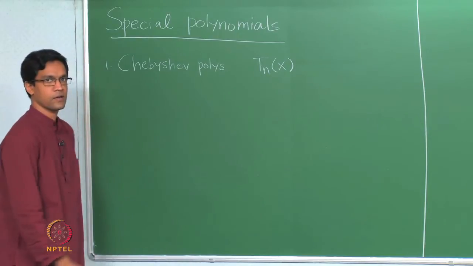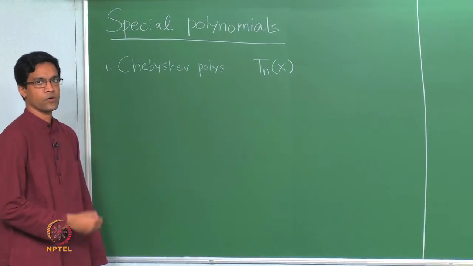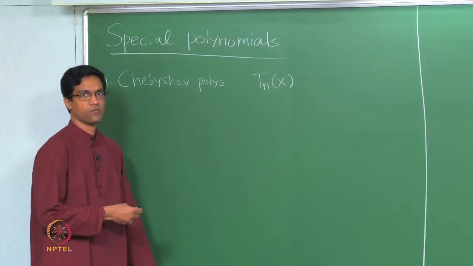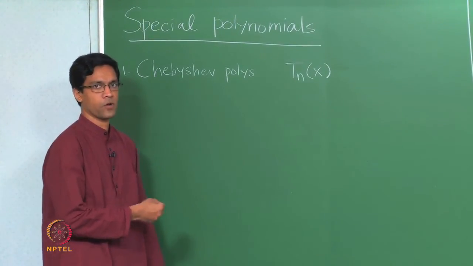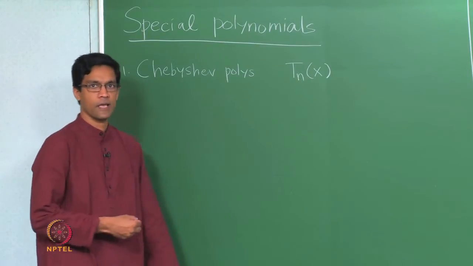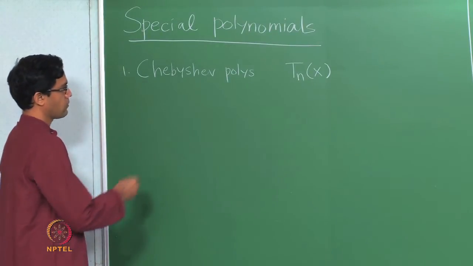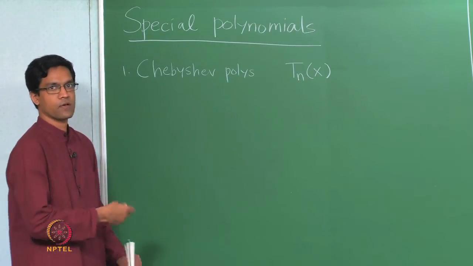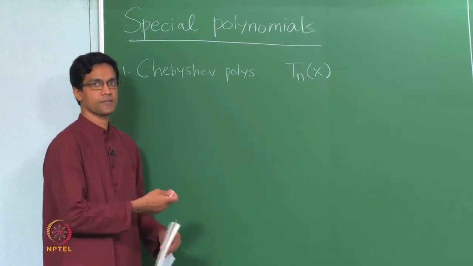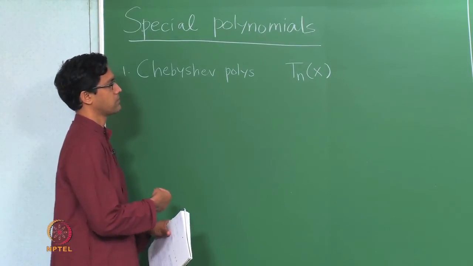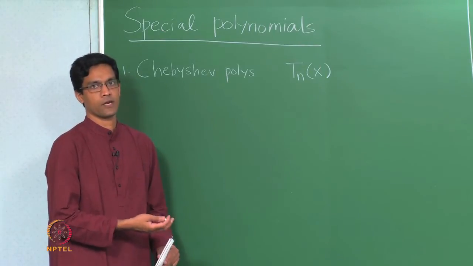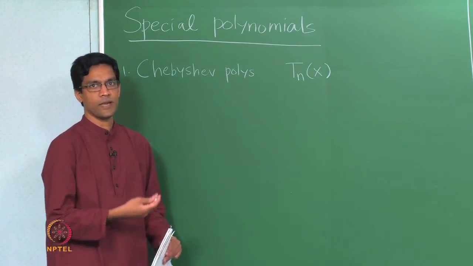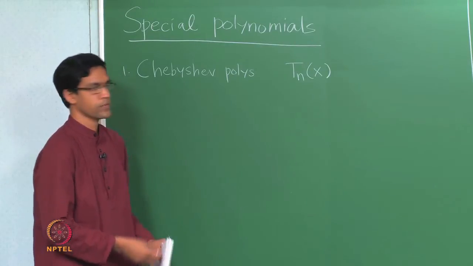So, welcome back. We will continue talking about special polynomials. Recall from last time that we introduced the Chebyshev polynomials, which we denoted by Tn of x. The main definition was that Tn tells you how cos n theta is written as a polynomial in cos theta.